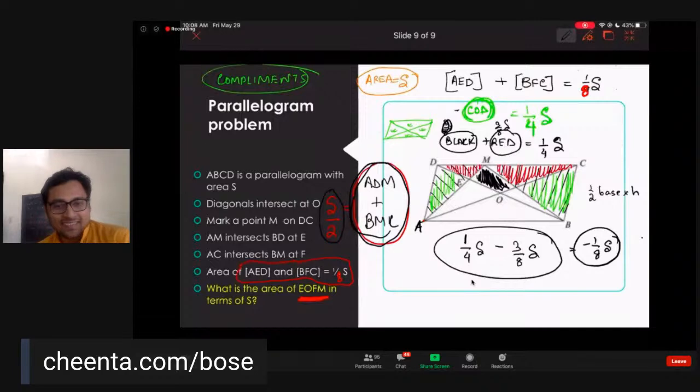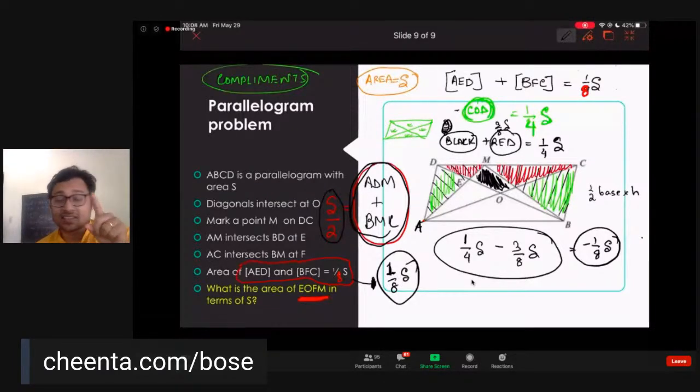How can area be negative? It cannot be negative, isn't it? It's negative 1/8 S. So when this problem was actually asked in, I think, a Romanian Math Olympiad, they made this error in the actual values. So the value of AED plus BFC cannot be 1/8 S.